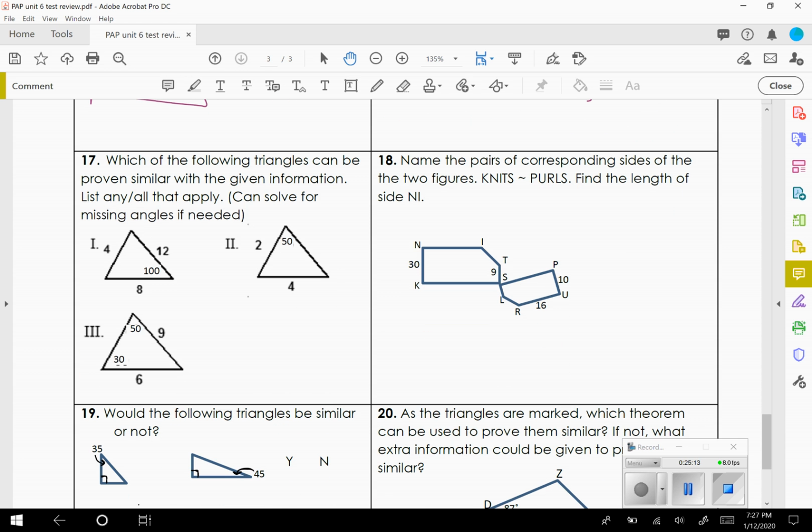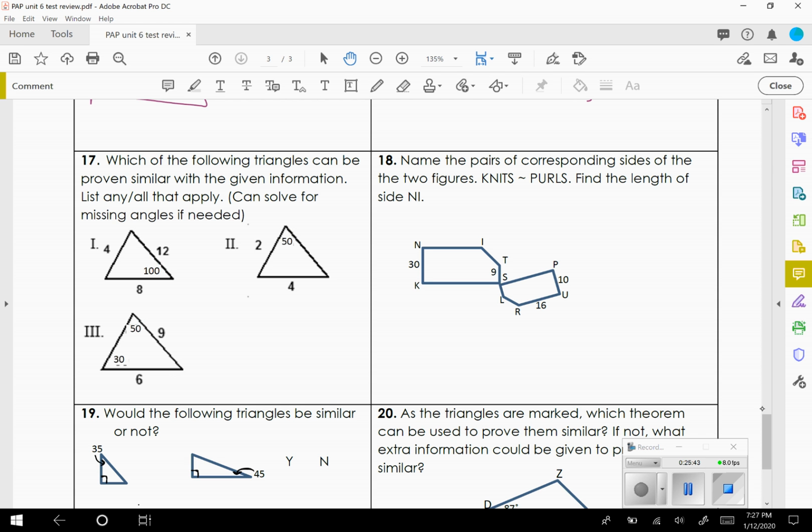Alright, 17. Which of the following triangles can be proven similar with the given information? List any and all that apply. And you can solve for the missing angles if needed. So 1 and 2, we can't really solve for any angles because we only have one, and we're not told if they're isosceles or anything like that. So 1 and 2, we can't really prove those similar to each other.